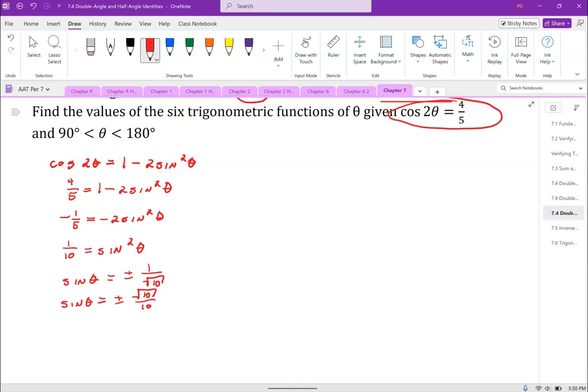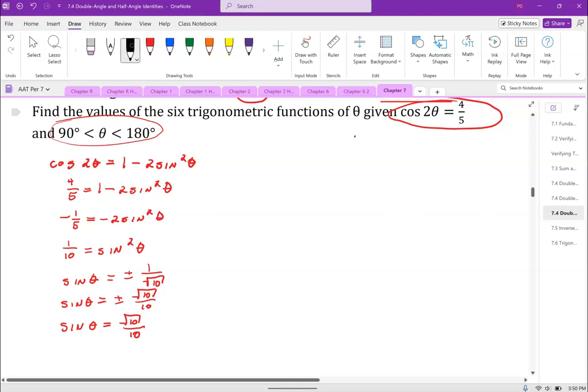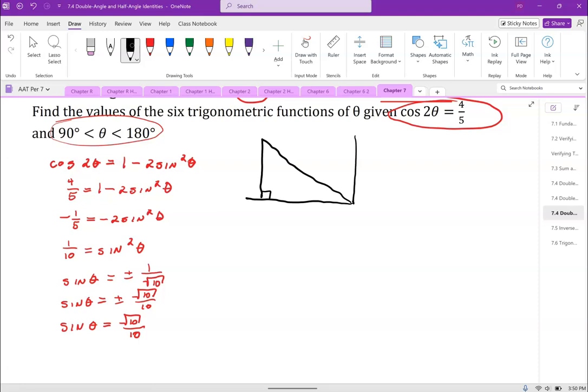But we're in quadrant 2, remember? 90 to 180. So sine of theta is really positive root 10 over 10. Okay? So you found the first one. That's what you had to do. But now I've got to find the 5 others. So you could sit there and use the other double angle identities, but why? If I know that I'm in quadrant 2, I know that I've got a terminal side in quadrant 2, I know that it's a sine value, so this is root 10, and this is 10, so I'm really just missing the x value.